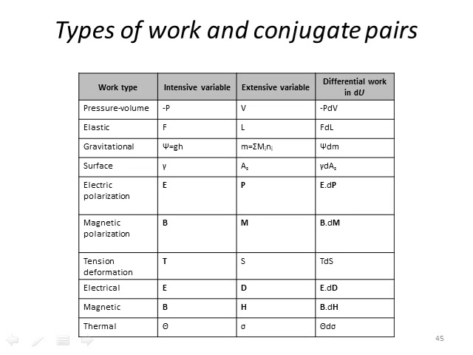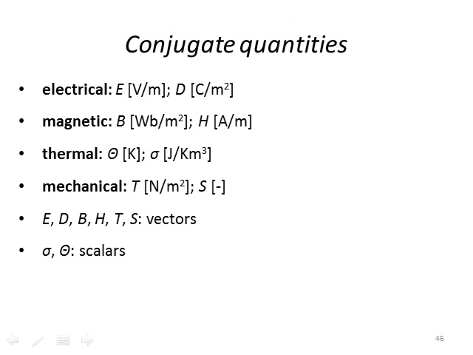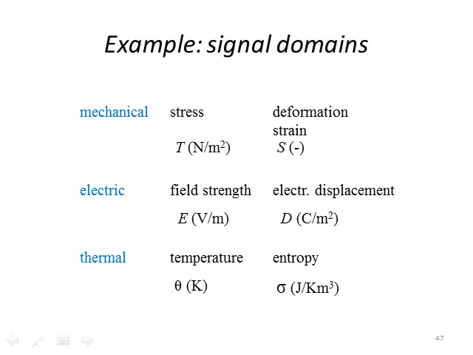So here we have E and dP, magnetic polarization, B and M. Remember that we're dealing with materials. Tension deformation, stress and strain, electrical, magnetic, and then thermal, where sigma is our entropy. And then the rightmost column shows the differential work with respect to du. So the conjugate quantities that we use in this lecture, electrical, magnetic, thermal, and mechanical, are listed here as we've defined them in the table before this.